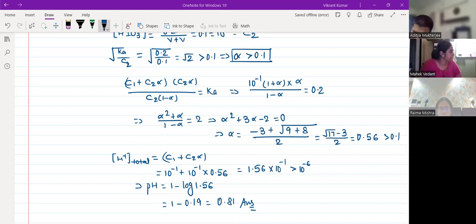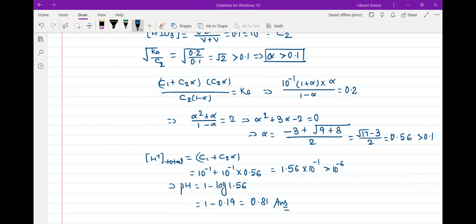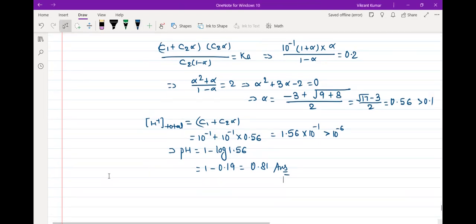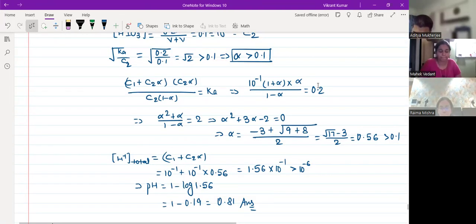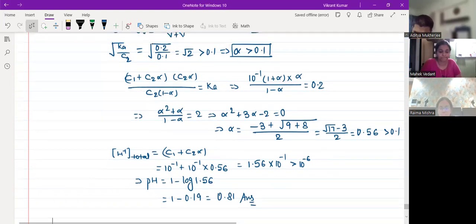Any doubt up to this point? So this was case number 5 and 6. We are going to case number 7 and 8. Any doubt up to this point? देख लो एक बार, कहीं doubt है तो पूछ लो. Ask me if you have any doubt.